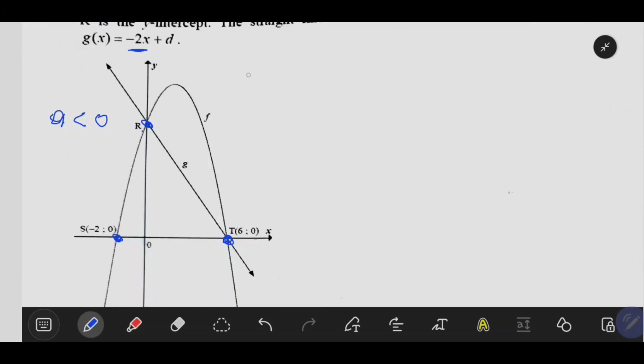If you are given a function y equals mx plus c, and you already have the gradient, which is negative 2, plus c, then how do we get the value of c? We know that we are going to take any point on this straight line graph, and substitute it into x and y in order to obtain the c value.